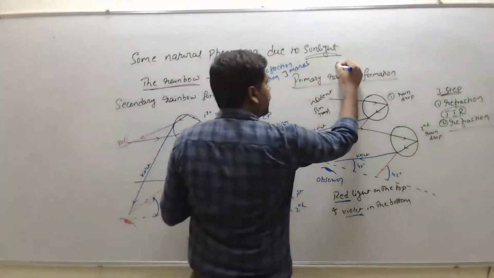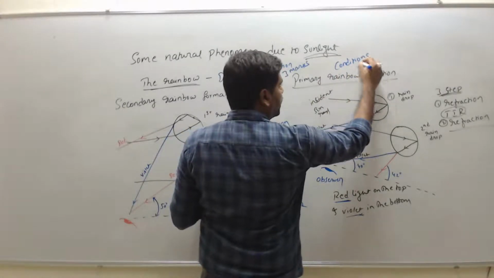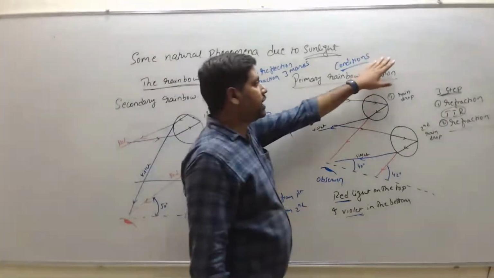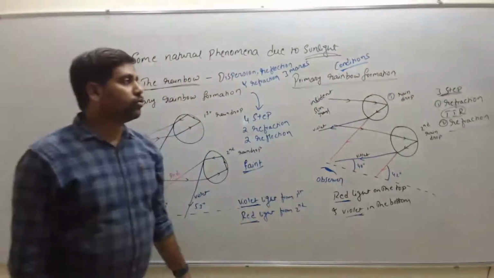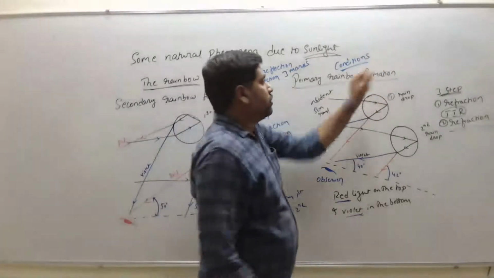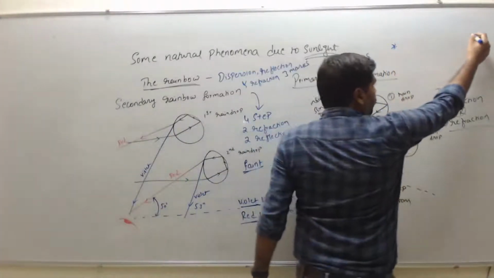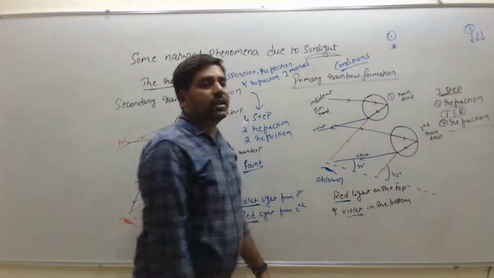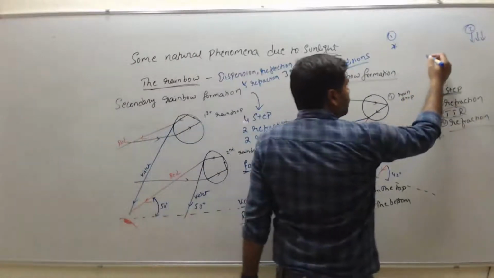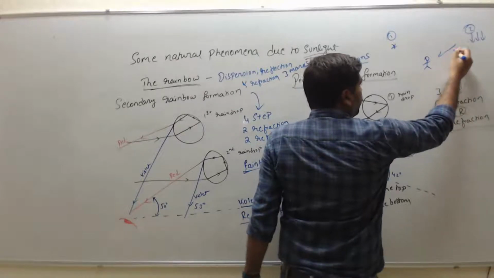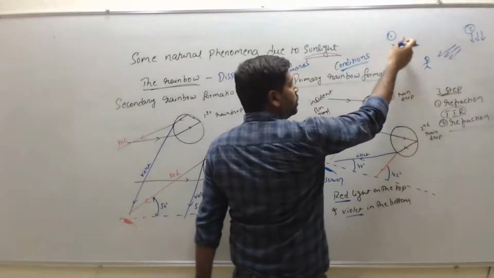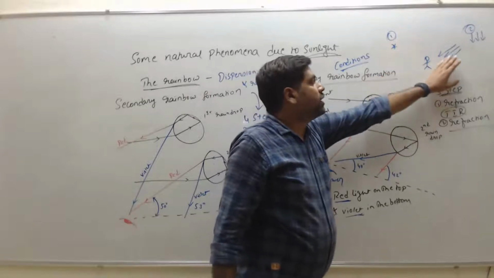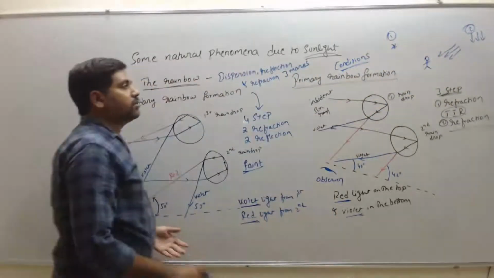Next, conditions for rainbow formation. So what are the conditions? The sun should shine at one part of the sky and the raining will be at the opposite to that of the sun. That is the first condition, and raining at the opposite part is the second condition, and the third one is the observer will see the rainbow if his back is towards the sun. That is, only if the observer's back is towards the sun can he see the rainbow.